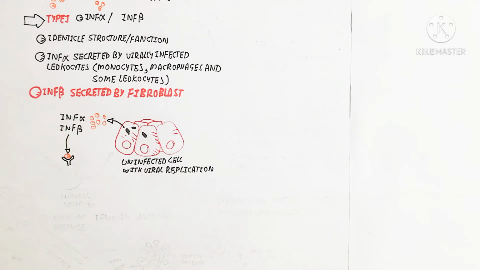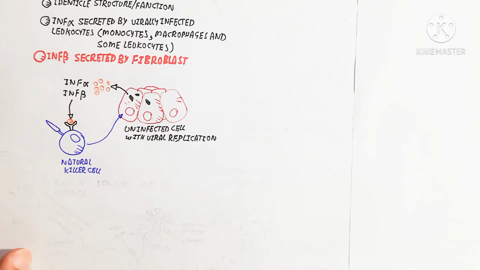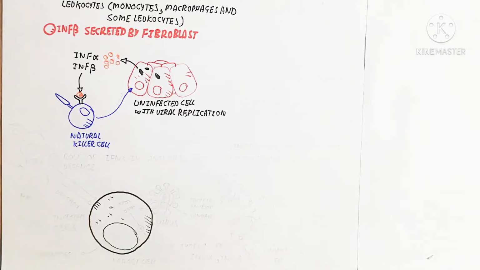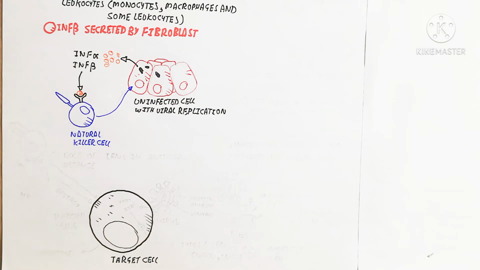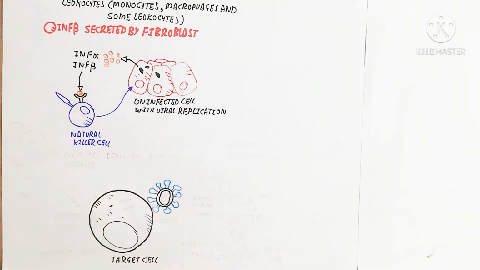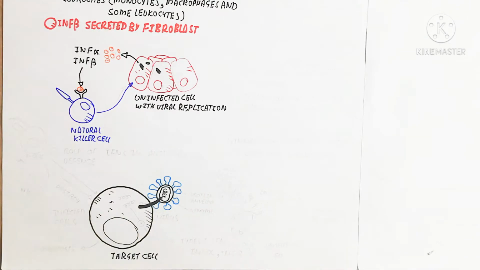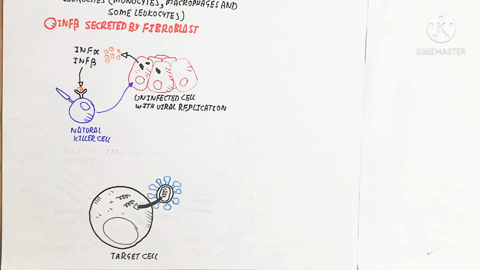Fibroblasts produce these interferons, which bind with natural killer cells so that ultimately the cell with viral replication will be killed. Interferon alpha and interferon beta are produced, and type 2 interferon will be produced to prevent replication inside of the cell.